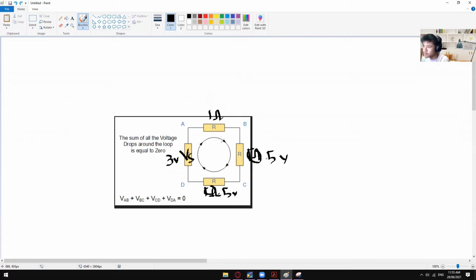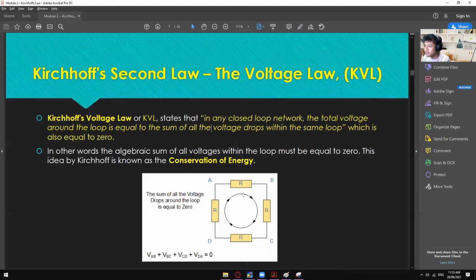So all of the voltage drops, okay, if you're going to sum it up, it is equal to your original value of your voltage source, okay? So that's basically it when it comes to KVL, okay? So for you to be able to understand this one, let's have this equation.